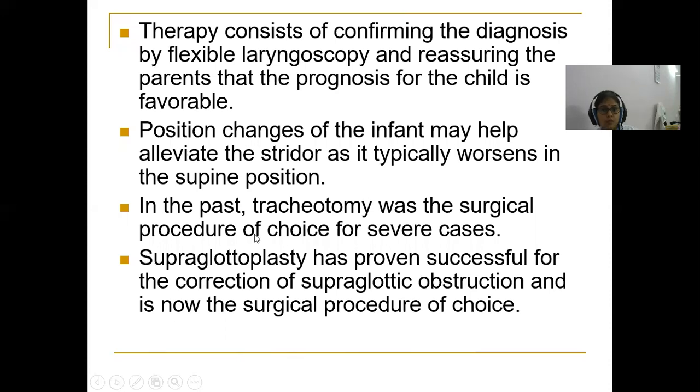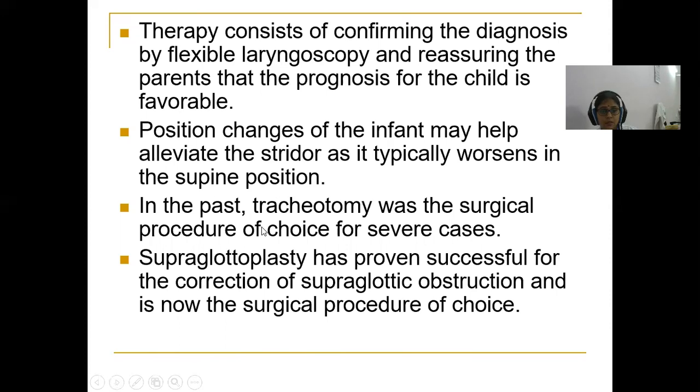Therapy consists of confirming the diagnosis by flexible laryngoscopy. That's the investigation of choice, I would say, and reassuring the parents that the prognosis for the child is favorable. Position changes of the infant may help alleviate the stridor, as it typically worsens in the supine position.